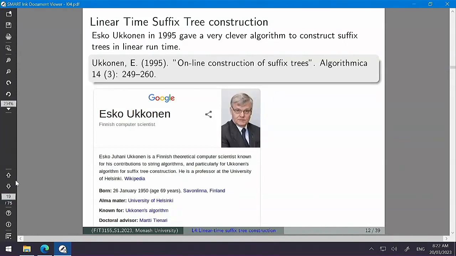Ukkonen is a Finnish computer scientist. He came up with this paper in 1995. He came up with many algorithms in computer science. There's a beautiful edit distance algorithm by Ukkonen as well in 1991, but he's probably best known for his work on suffix trees, as Wikipedia also claims, okay?